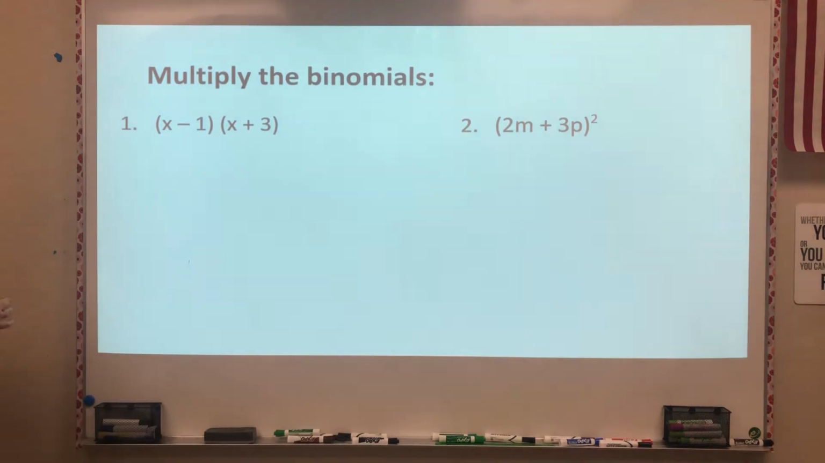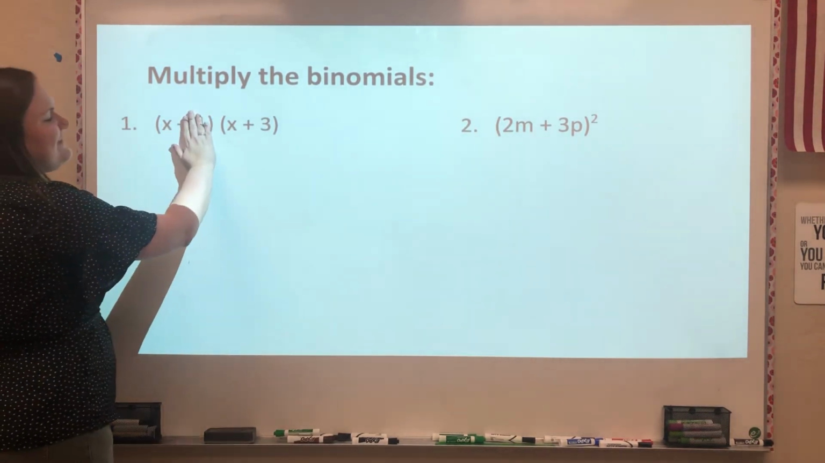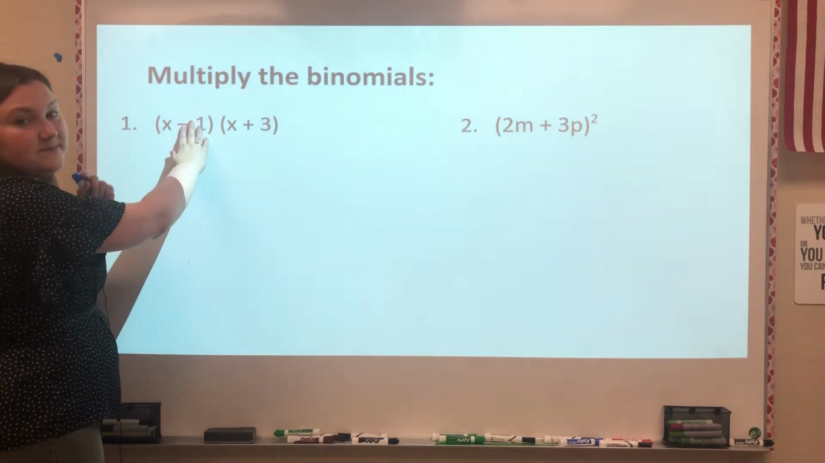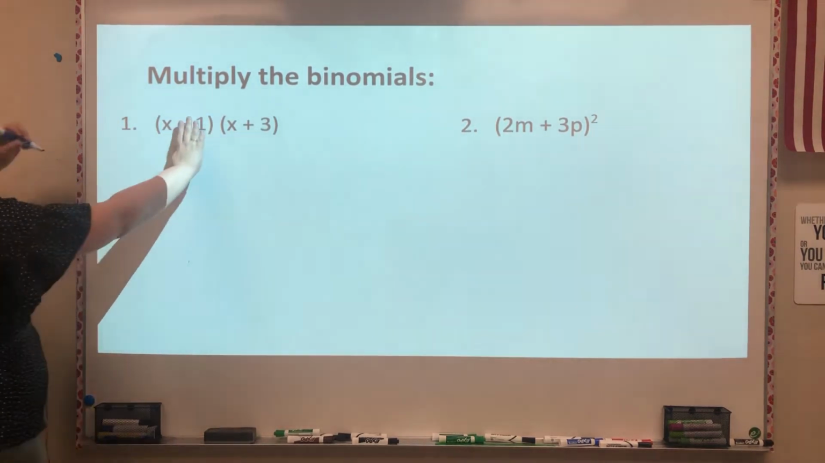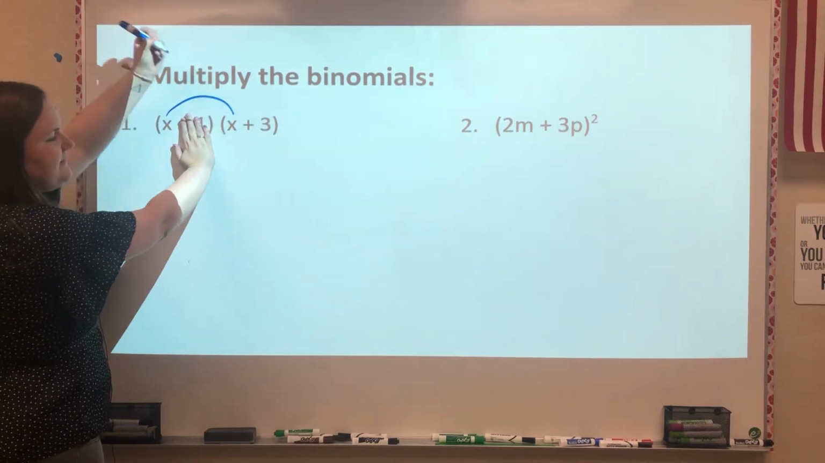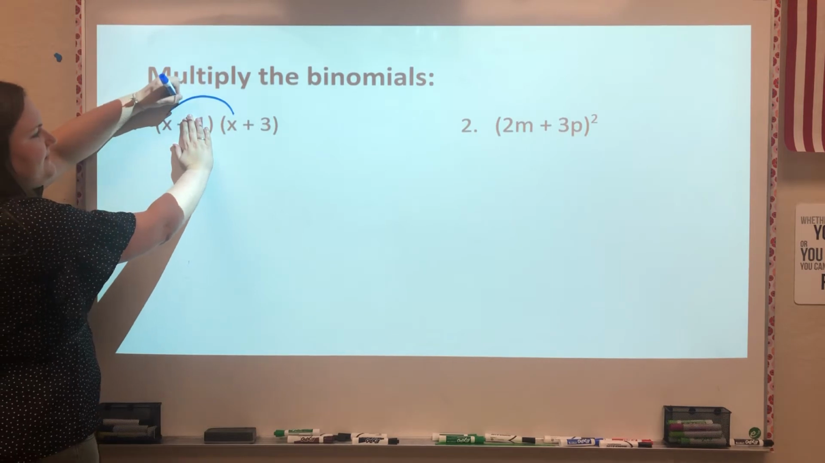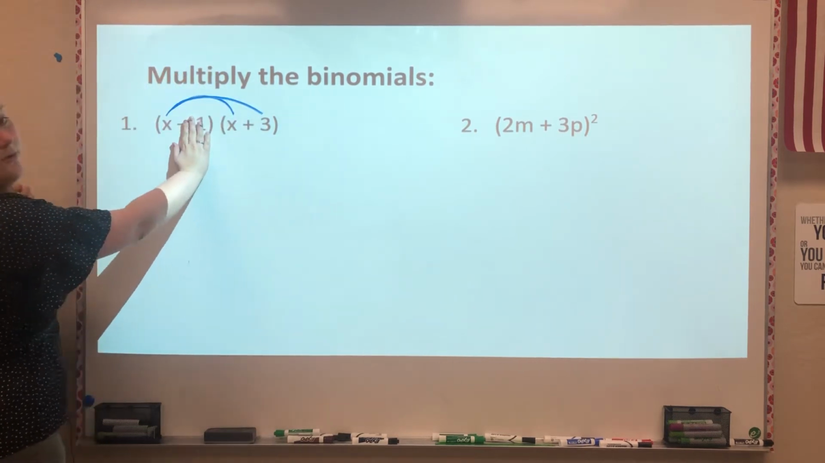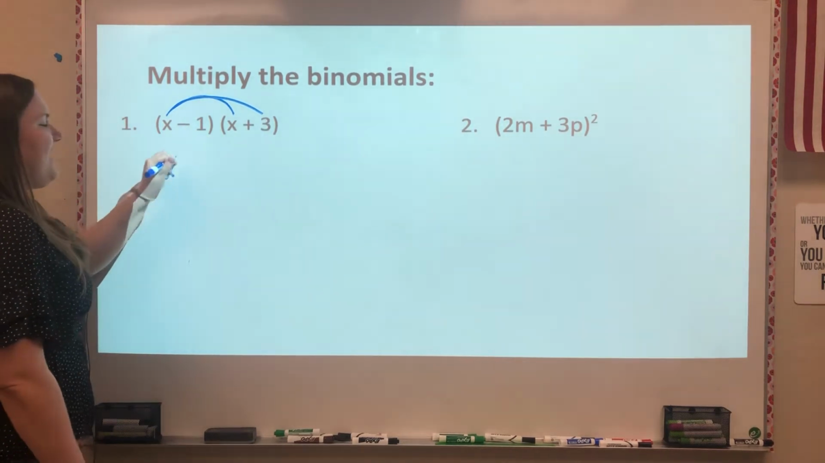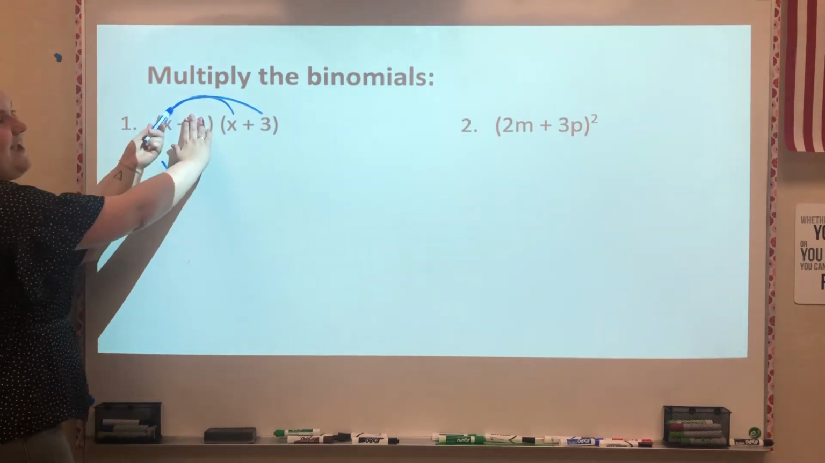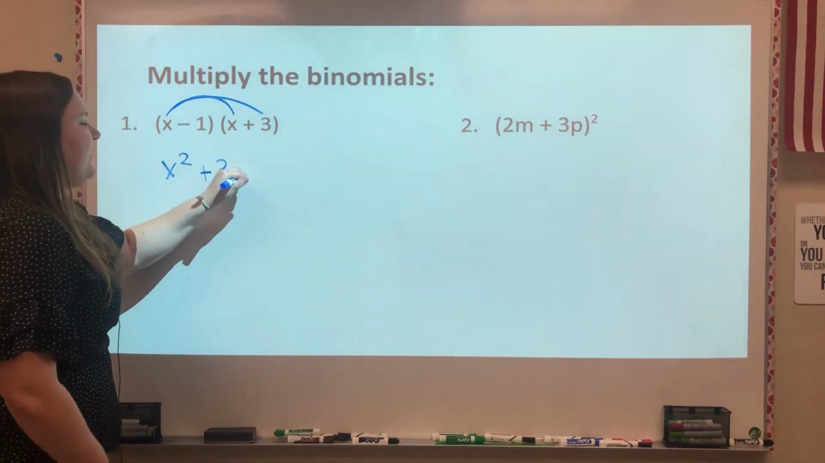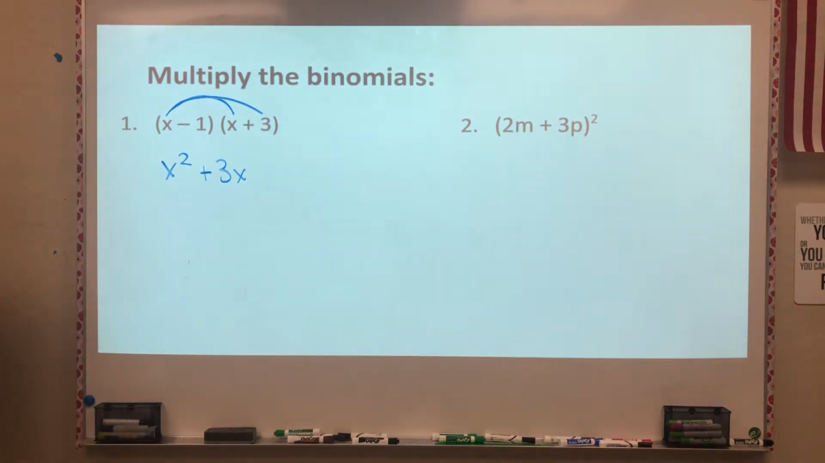What I'm going to do is pretend that minus 1 isn't there for a second and just focus in on the x times x plus 3. If I want to do that, just like we were doing before, I'm going to distribute. I'm going to take x times x and x times 3. When I do that, x times x gives me x squared, and then x times 3 is going to give me 3x. Now that's the first part of the problem.